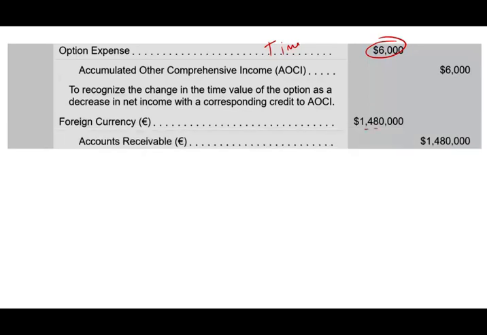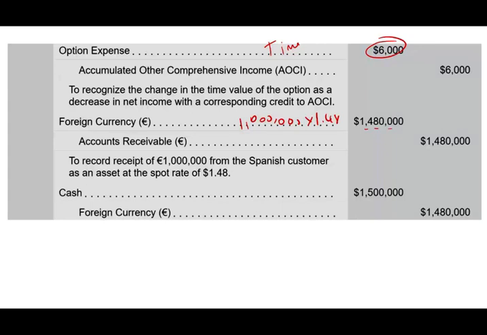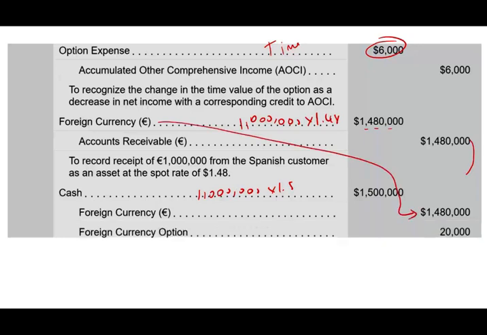We received the foreign currency, 1,480,000, because we received 1 million euros at a rate of $1.48. Then we're going to convert everything. We're going to debit cash, 1.5 million, because we can convert this 1 million euros at 1.5, therefore we're going to get 1.5 million. We're going to credit the foreign currency, we're going to give up 1.48 million, and credit foreign currency option of 20,000, basically. On this transaction specifically, we made $20,000, but that's not our net gain.